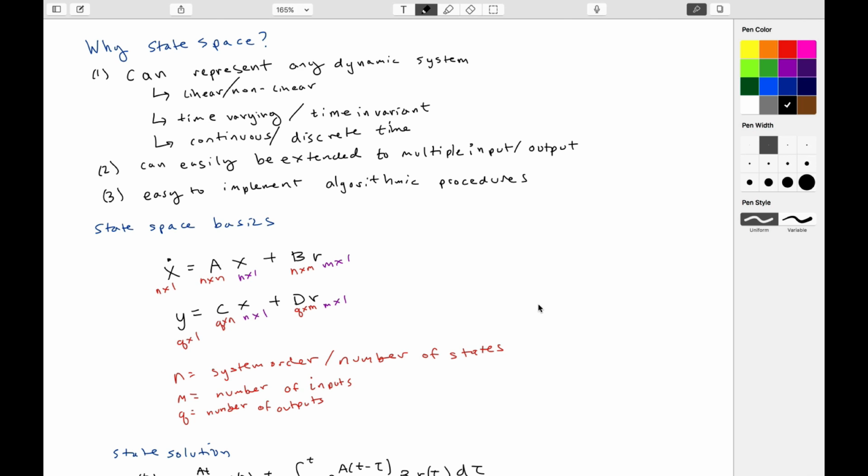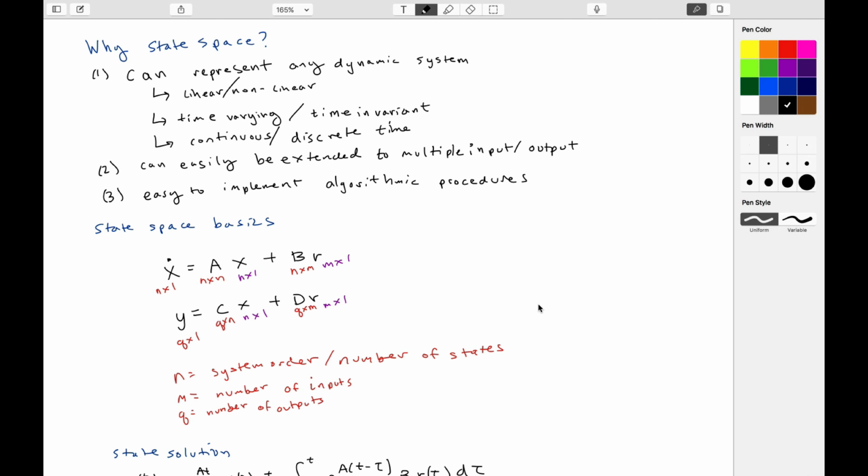And that system could be linear or nonlinear, could be time varying or time invariant, or it could be continuous or discrete time. Another reason is that we can easily extend state space representation to multiple inputs and multiple outputs. Of course, in an undergraduate controls course, this isn't all that important, but it's still useful to see the representation.